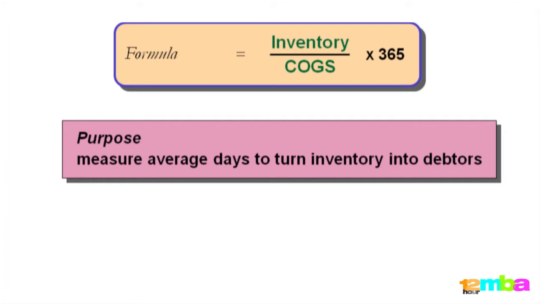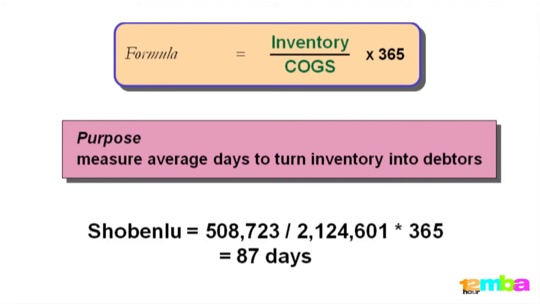Now, for this company, again, we've used Shobin, and we've got an answer of 87 days. So this company is taking, on average, 87 days between buying or obtaining their inventory, or making their inventory, and selling it. And again, you have to ask yourself the question in your business, do you know what your ratio is, and are you happy with that length of time?